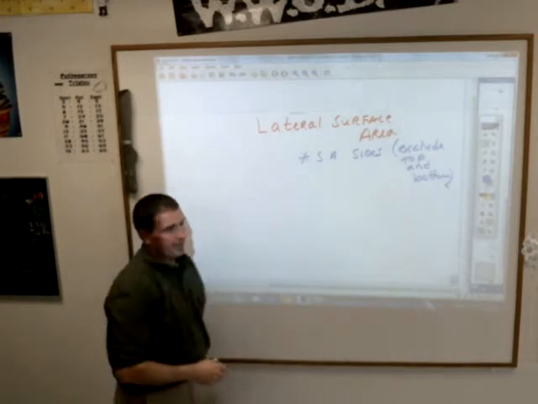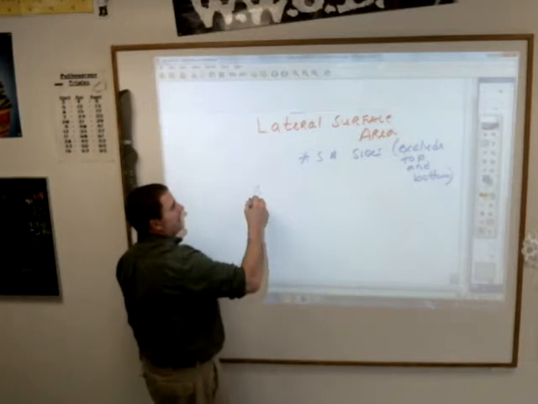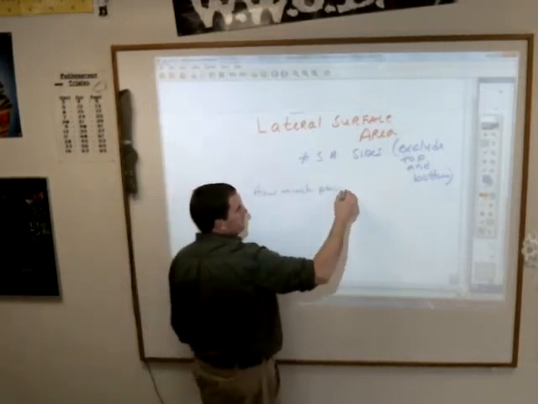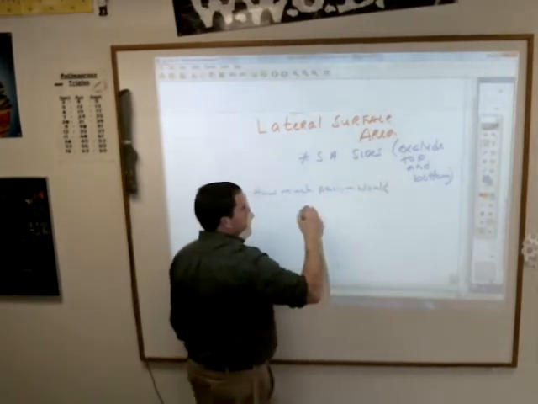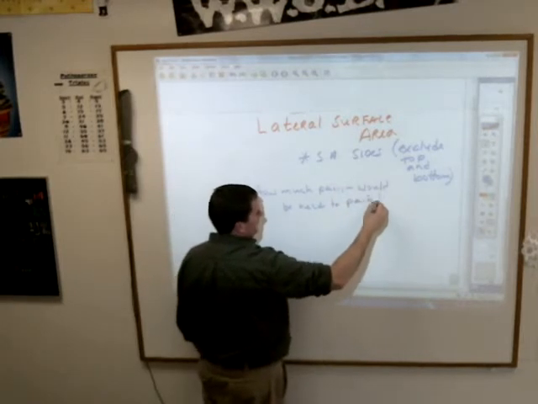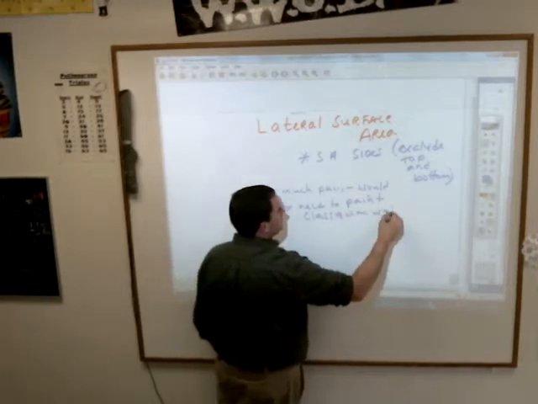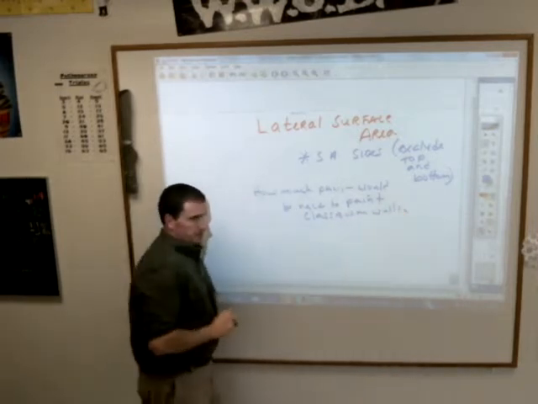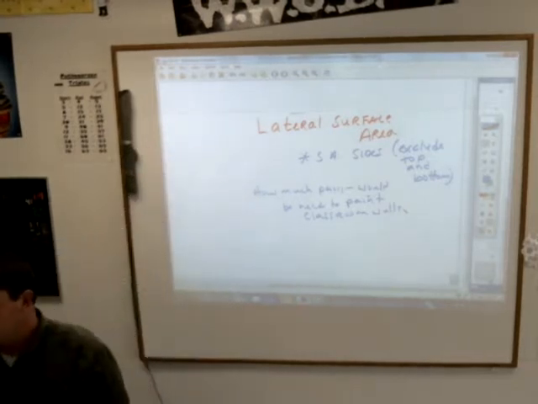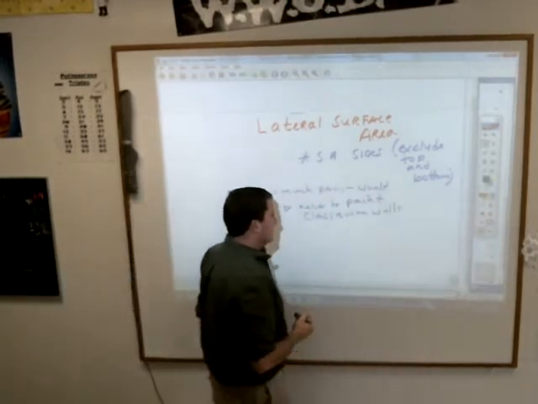And I guess an example of that would be if I asked you, here's my question to you, how much paint would be needed to paint the walls of my classroom? You would use the lateral surface area. Why? Because I don't need to paint the ceiling, which is the top, and I don't need to paint the floor, which is the bottom. I only want to paint the walls, and that would be the lateral surface area. So let's actually do that problem.